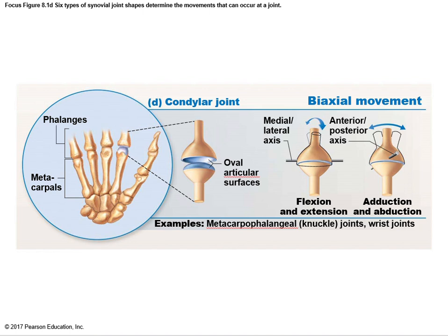So here's a better look at the metacarpophalangeal knuckle joint. It's highlighted here as kind of the paramount condylar joint. And again, this allows for all angular movements, so it's biaxial in plane, as that means that flexion, extension, adduction, and abduction are going to be possible.